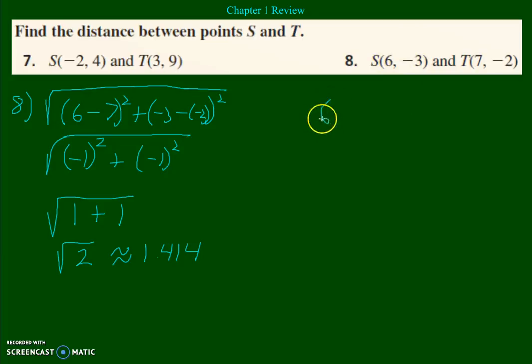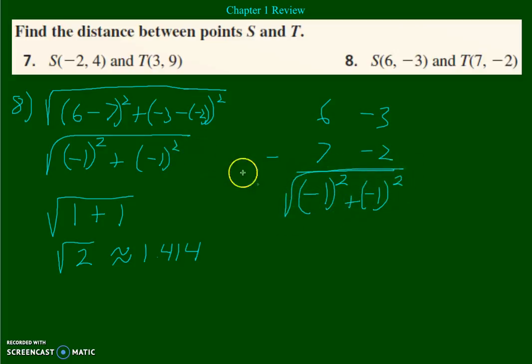So 6 minus 3, 7 minus 2, subtract. 6 minus 7, negative 1. Negative 3 minus negative 2 is negative 3 plus 2, which is negative 1. And then SAS, square, add, square root, gives us the exact same thing as here, and we come up with 1.414. And now on to problem 9.